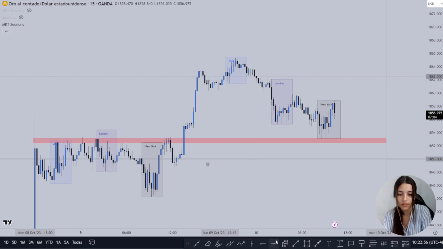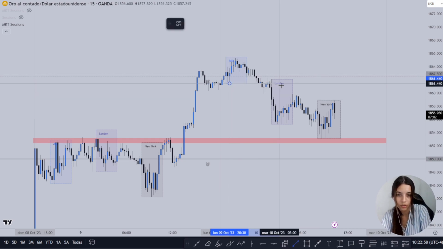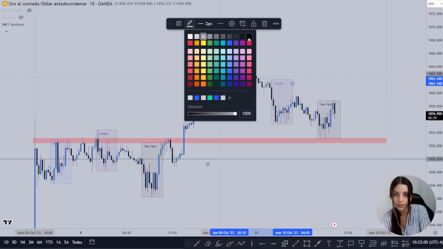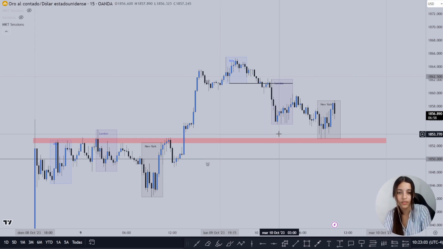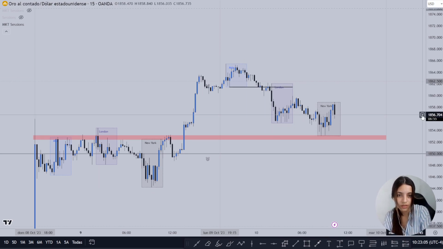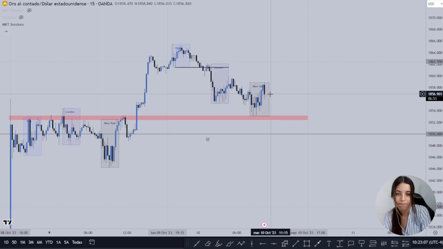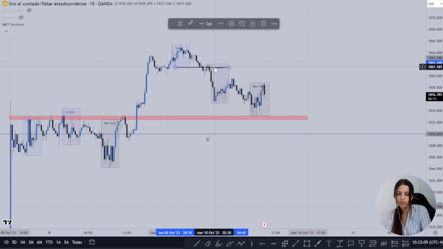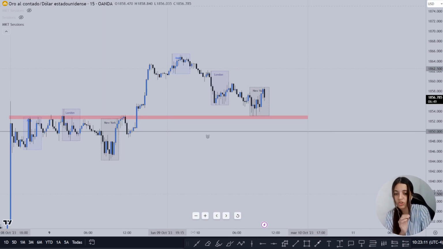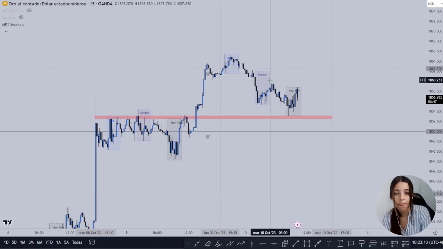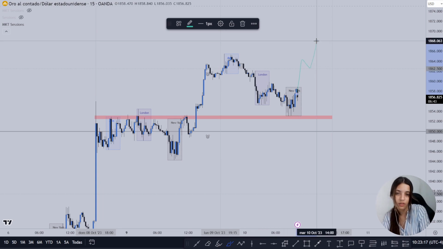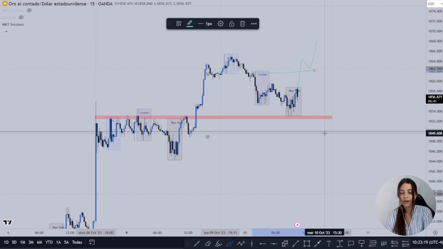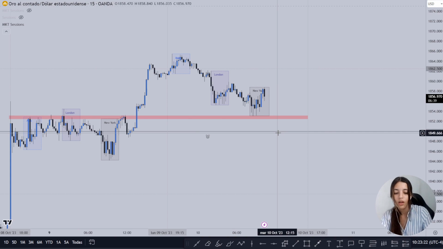London retested Asia low, right? Retested, continuation, and we are now in New York. So I don't see a lot of movement today, but we just have to wait, okay? A major confirmation for buy setups will be a breakout of London high, as you can see here.